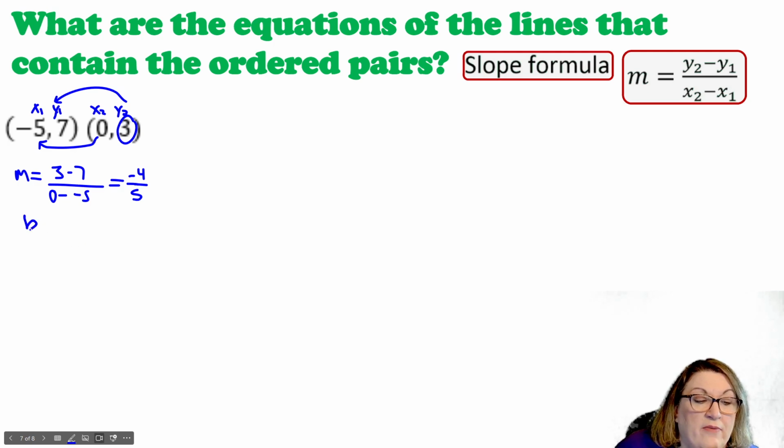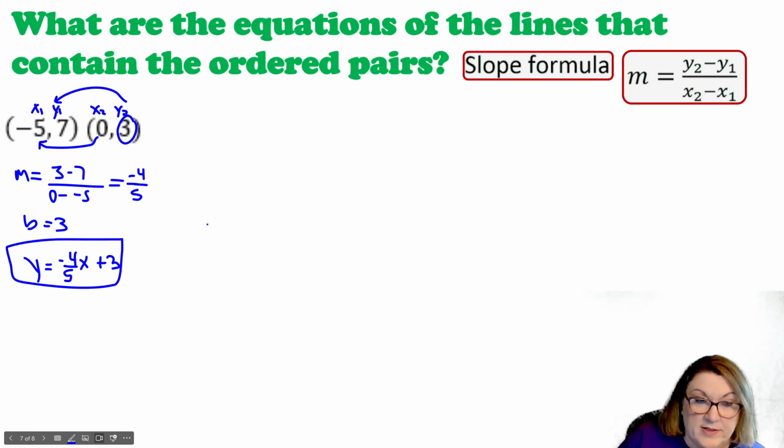So now that I have my m and my b, I can write my equation. y equals the m, which is negative 4/5. I cannot simplify that anymore, and it will give me a decimal if I try to divide it, so I'm not going to. Okay, negative 4/5 times x, and then the b was positive 3, so I'm going to write a plus 3 out here, and that's my equation of that line from those points.